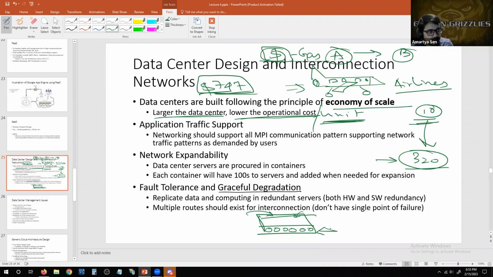If you create a data center, you will have to spend the same amount of money to host, let's say, 10 computers versus 300 or more computers, right? Because that will be the size of a data center. Otherwise, you don't necessarily call it a data center itself, right? So the larger the data center becomes, the lower the operational cost, because there are certain fixed costs.